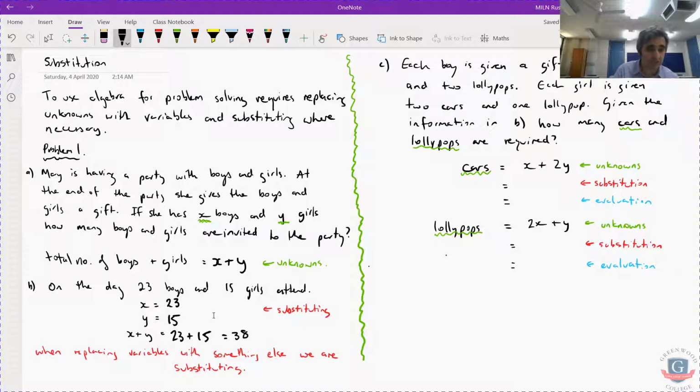Now this process of putting numbers where we've got variables, so here we put 23 where X was and 15 where Y was, is called substituting or substitution. So when we substitute a number for a variable, we're doing substitution.